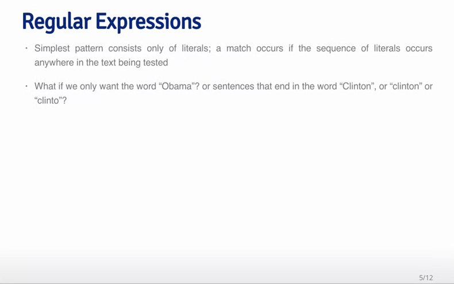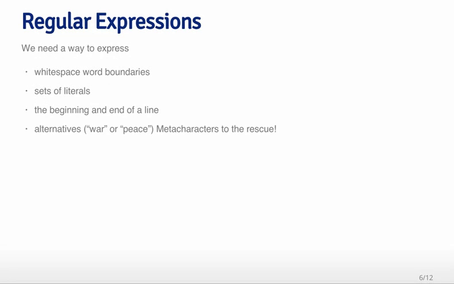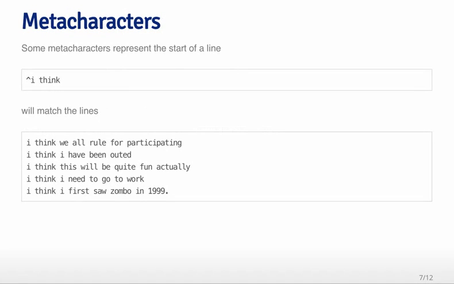Regular expressions in the simplest form consist of only literals. A match occurs only if the exact sequence of literals occurs anywhere in the text being tested. But what if we only want the word Obama, or sentences that end in the word Clinton, or some other much smaller phrase like Clinto? We need a way to express white space and word boundaries, sets of literals, the beginning and end of a line, or maybe alternatives, things like war or peace. And so we're going to use metacharacters in order to specify these more general search terms that we'd like to be able to identify.